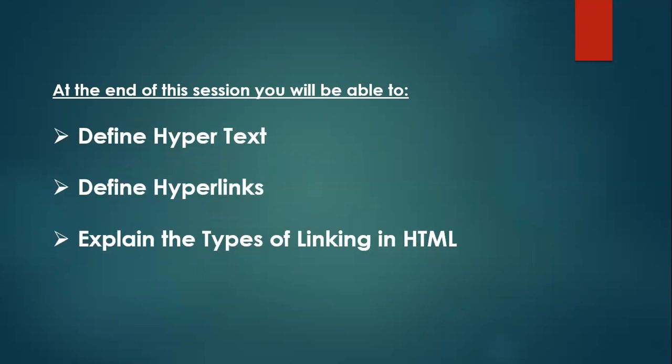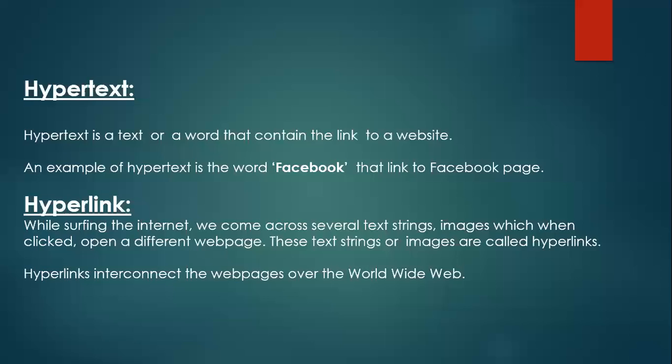At the end of this session, you will be able to define hypertext and hyperlink and explain the types of linking in HTML. So, dear students, first of all, we come to what is hypertext. Hypertext is a text or a word that contains a link to a website.